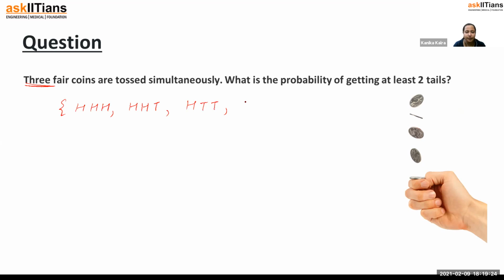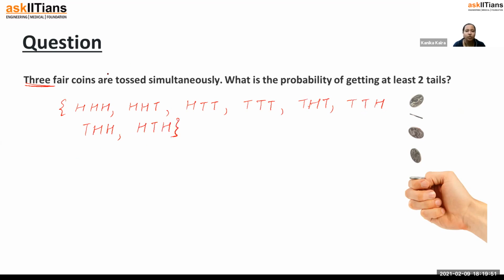Then you have H, H, T, H, T, T. Then three tails, T, H, T, T, T, H. And then you have T, H, H. And one more is left. It would be H, T, H.